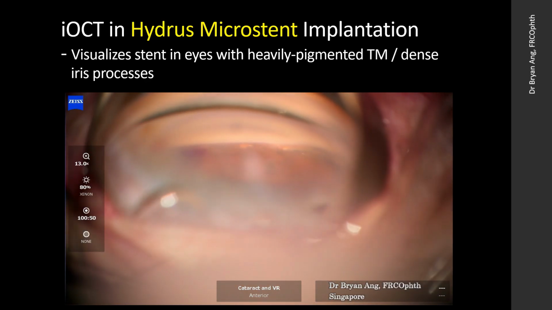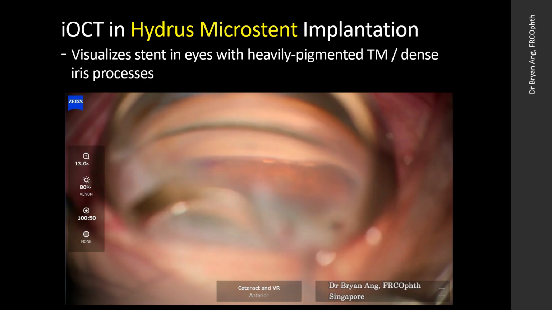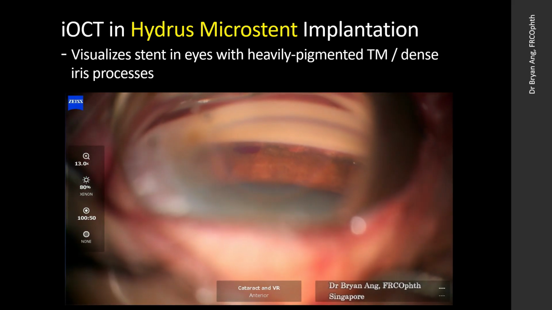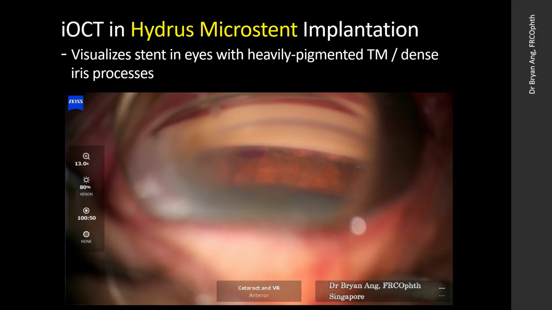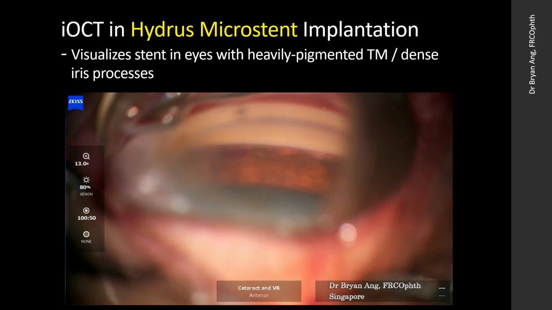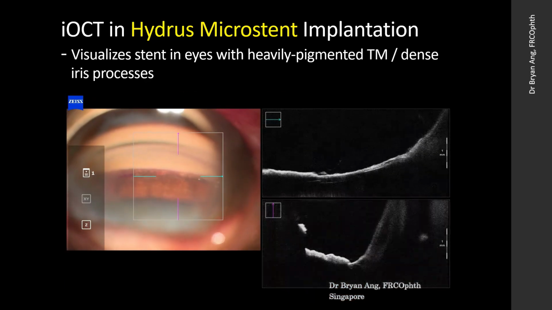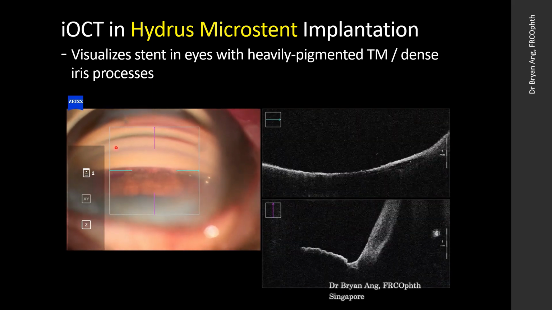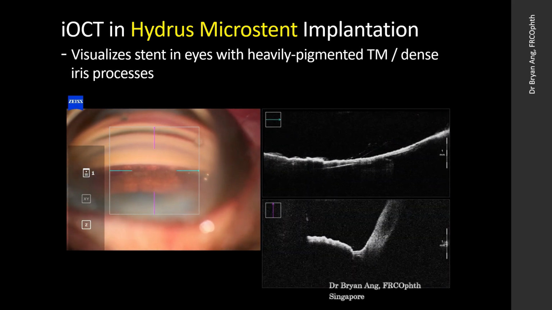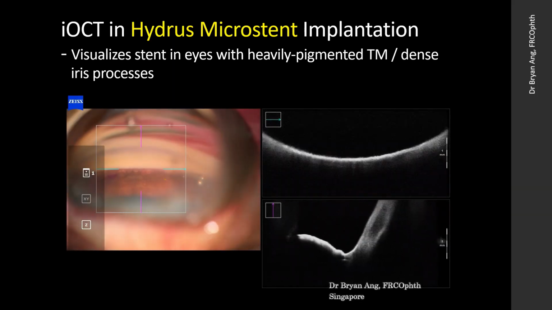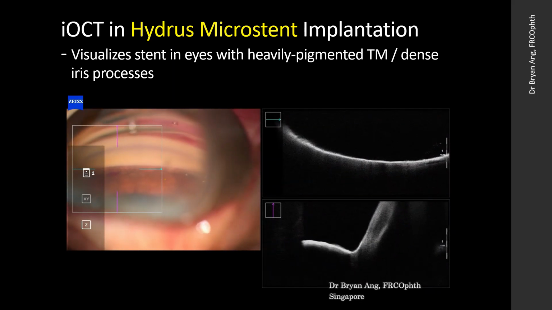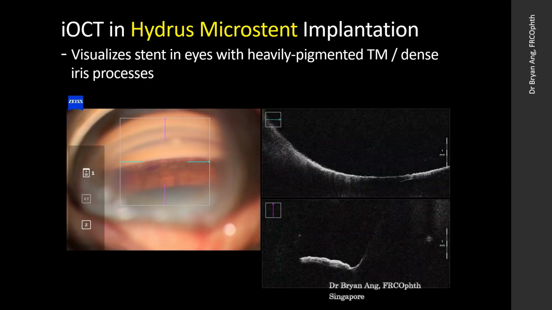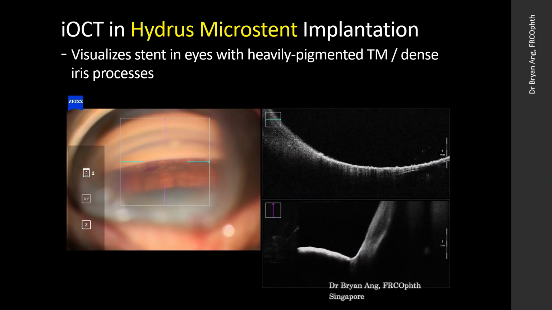And while the Hydrus goes in very smoothly, I suspect that the Hydrus may be diving below the Schlemm's canal. But I'm unable to visualize the stent behind the very pigmented TM. I then use the iOCT, which confirms good placement of the stent, but only up to the second window. You see the metallic sheen of the stent just behind the trabecular meshwork in both axes. However, distal to that, I cannot see the stent even with the iOCT. It is likely that the Hydrus begins to dive right at this point, just beyond the second window of the stent.